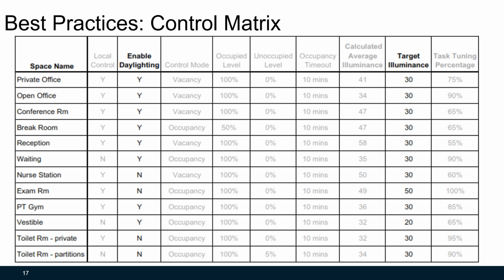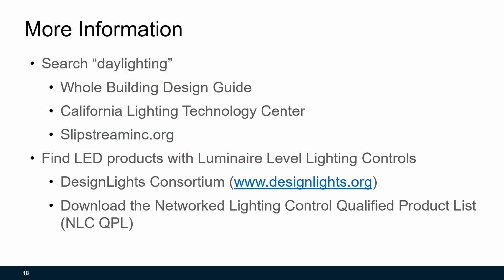Important elements that need to be captured when implementing automatic daylight controls, and shown here in bold text, are whether daylighting control should be enabled or not in a space, as well as the target illuminance or light level required for the space. Note that daylighting controls are likely not required in spaces with no daylighting present, such as interior spaces. This brings us to the conclusion of the video.